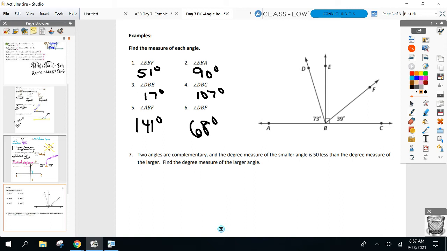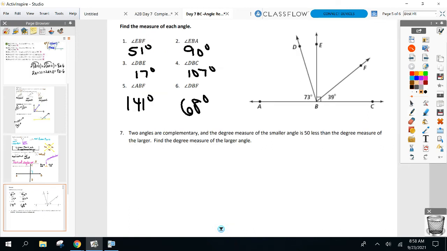All right, if I saw somebody do that. Questions? All right, now we're going to get to a little bit harder. I just want to make sure you got this concept of 180 degrees, the right angle down. Now we're going to get a little bit tougher. Two angles are complementary. Let's stop right there. What do I know about them? They add to 90, right?